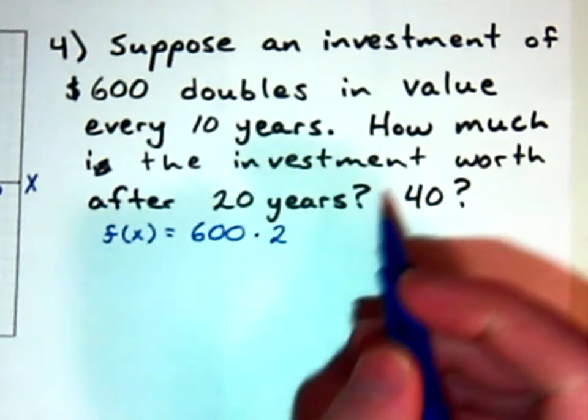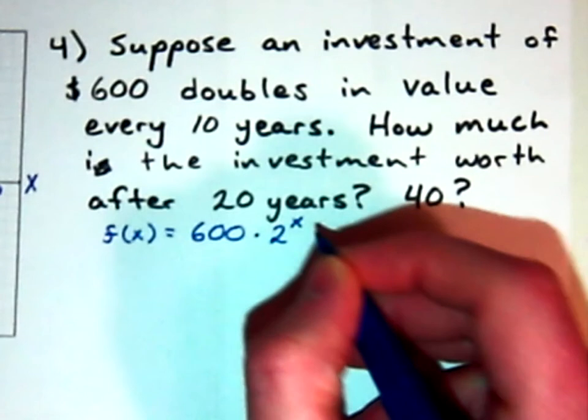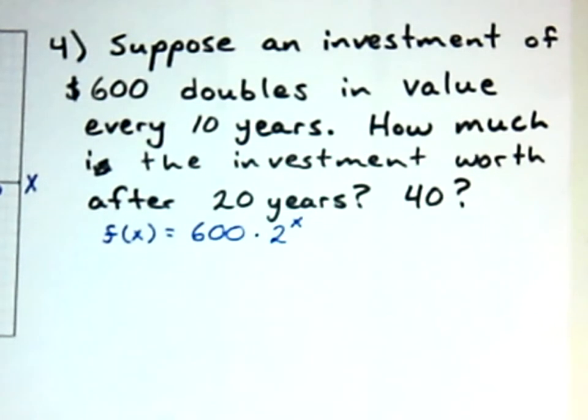But what we need to do is make this an exponential function. So we're going to put the exponent right above the 2, okay? So we're going to raise the base of 2 to the x, right? Exponent. And so we can plug in any value, right? And the reason for this is because for every 10 years, it's going to keep doubling, right? So for every 10 years, we're going to put in one higher of an exponent.